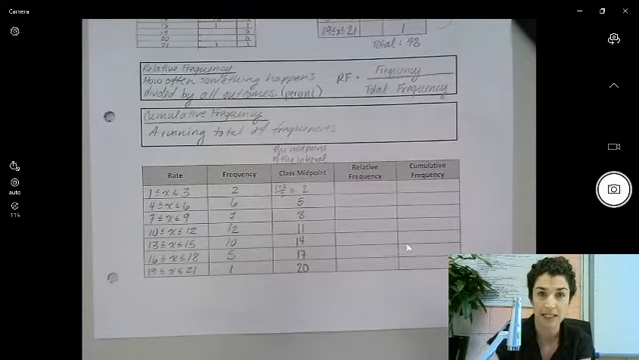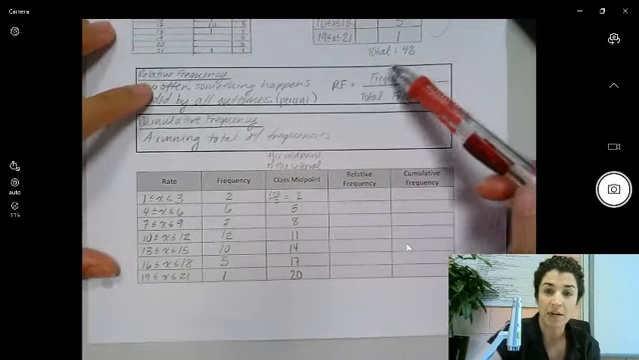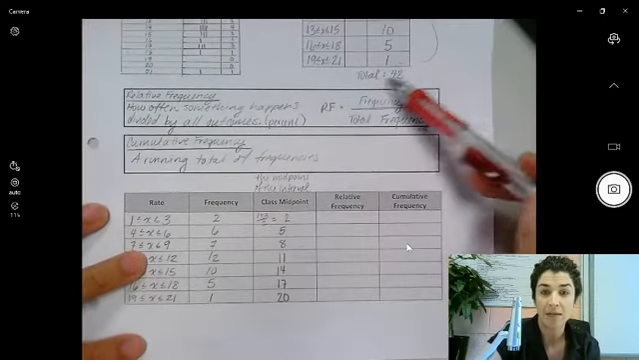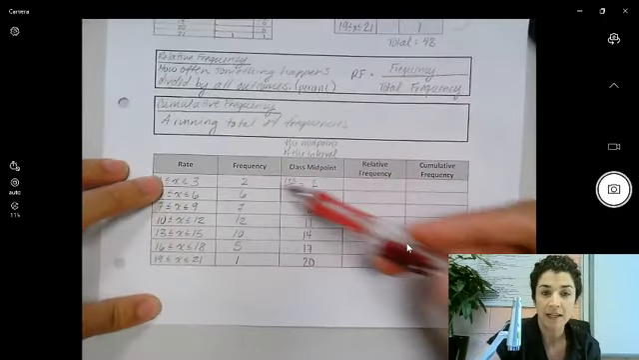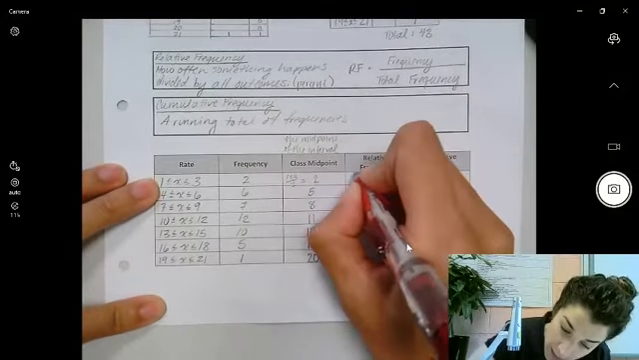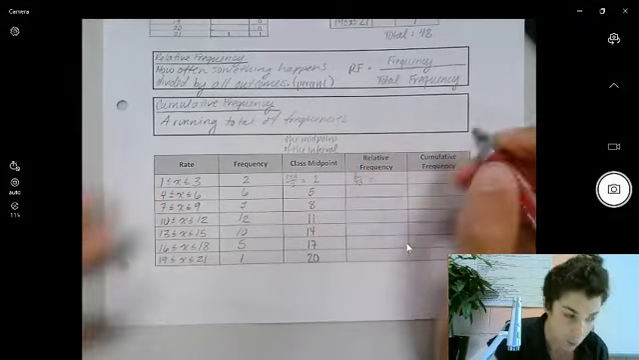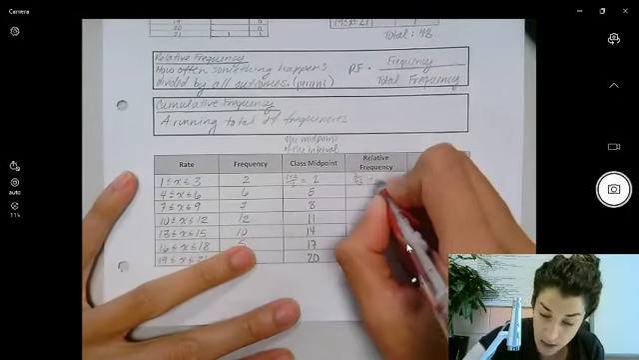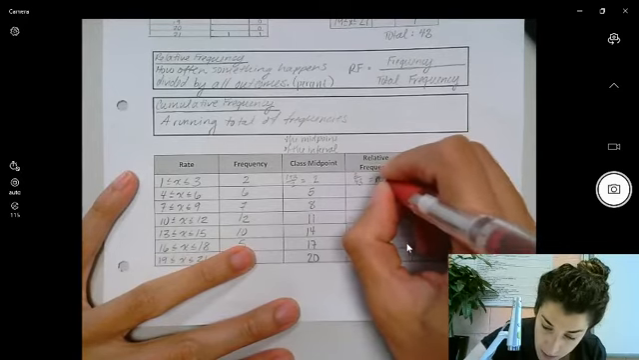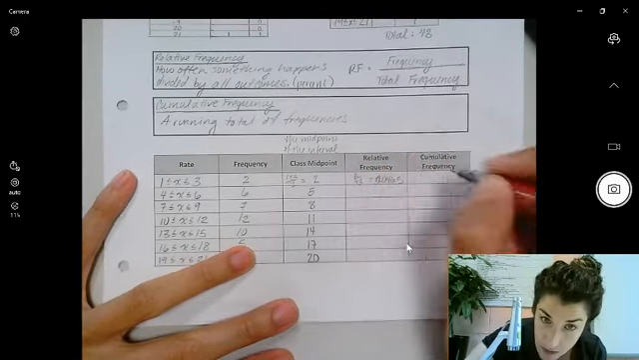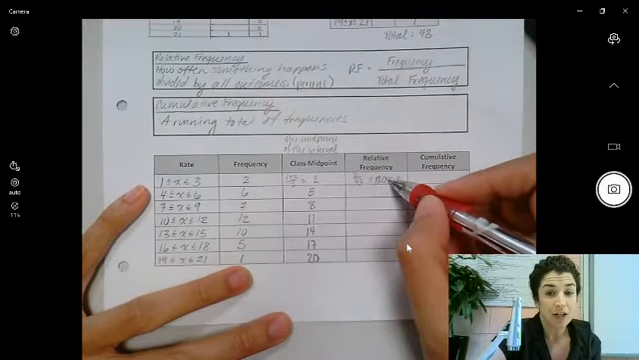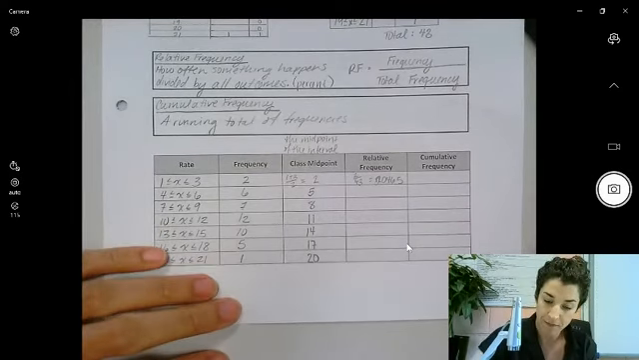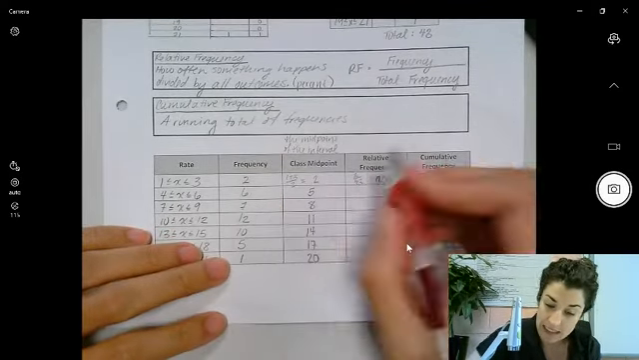All right, relative frequency. Now remember that relative frequency is when we're talking about a specific frequency divided by the total times it occurs. So the relative frequency of this guy right here is going to be 2 divided by the total, which is 43. I'm going to write that as a decimal, which is 0.0465. If you multiply by 100, that is 4.65%, or 0.0465.